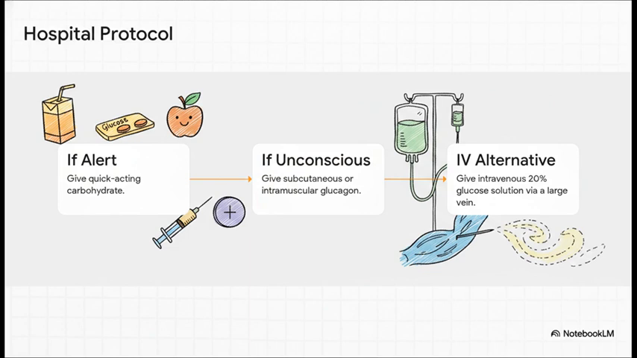We can give glucagon, just like in the community. Or if we have IV access, we can give an IV glucose solution directly into the bloodstream. This gives you a much more rapid and reliable response. And you'll typically give this through a large vein to avoid any issues with extravasation.